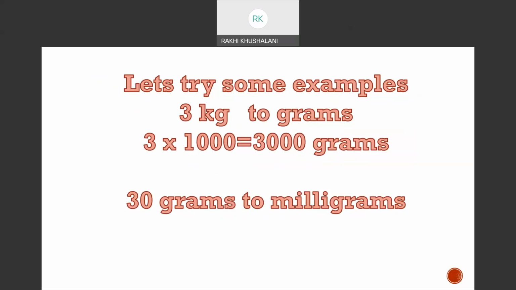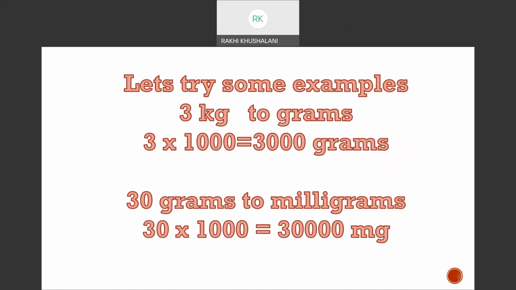30 grams to milligrams. Again, the conversion rate is 1000. Grams is bigger and milligrams is smaller. So we multiply. So 30 into 1000. Children, I hope you remember multiplication by the multiples of 10. You just multiply the factors as it is. So 3 into 1 is 3, and I keep on adding the number of zeros, 1, 2, 3, and 4.